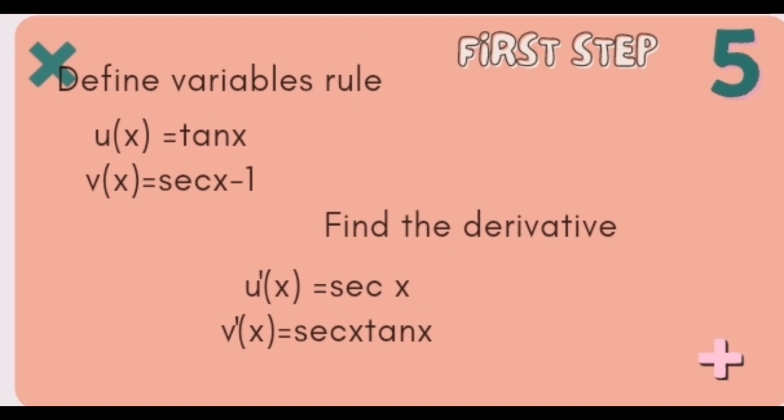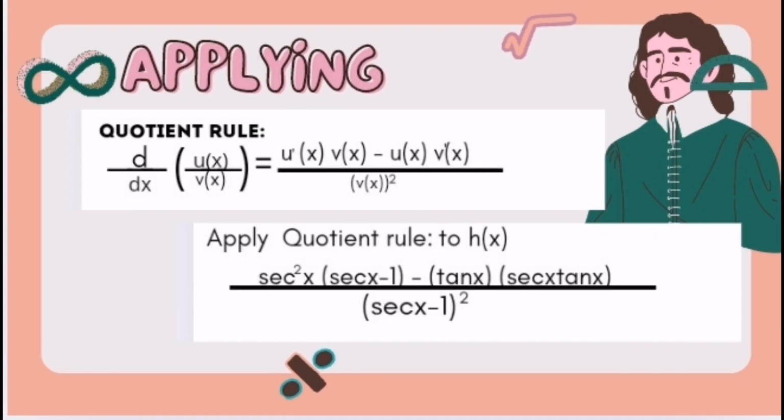After we define the variables, next we're going to find the derivatives. The derivative of u of x equals secant squared x, and the derivative of v of x is equal to secant x tangent x. After that, we're going to apply the quotient rule: d over dx of the quantity u of x over v of x equals the derivative of u of x times v of x, minus u of x times the derivative of v of x, over the quantity of v of x squared.